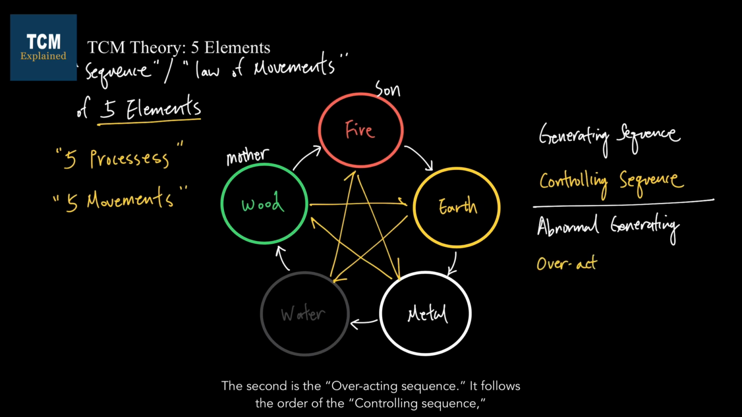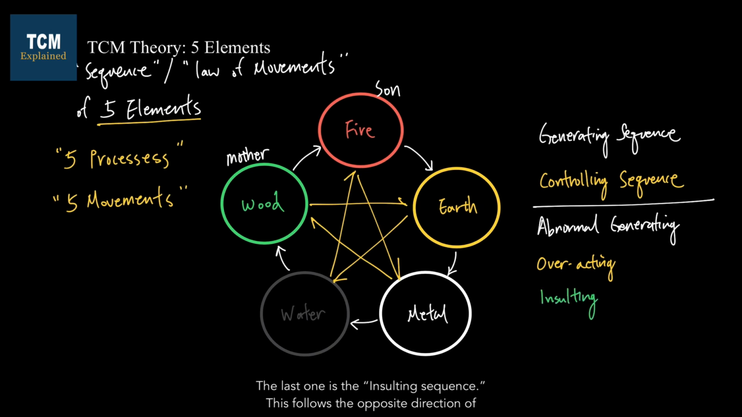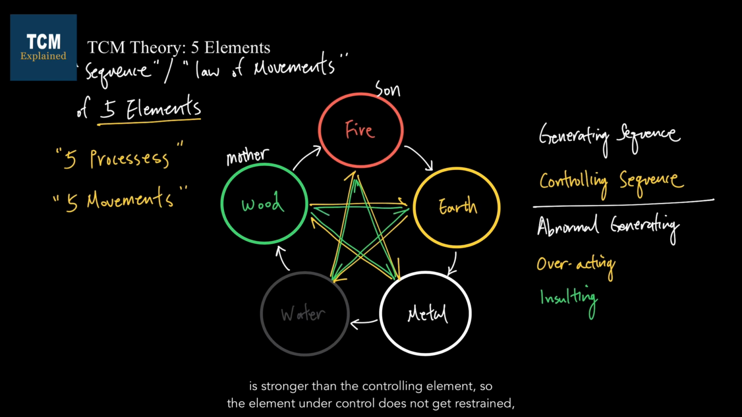The second is the overacting sequence. It follows the order of the controlling sequence, but here the controlling element over-controls the other element. This happens when the controlling element is excessive or the element being controlled is deficient. For example, water overacts fire. The last one is the insulting sequence. This follows the opposite direction of the controlling sequence, meaning it happens when the element under control is stronger than the controlling element. So the element under control does not get restrained, rather it counteracts the controlling element. For instance, fire insults water.